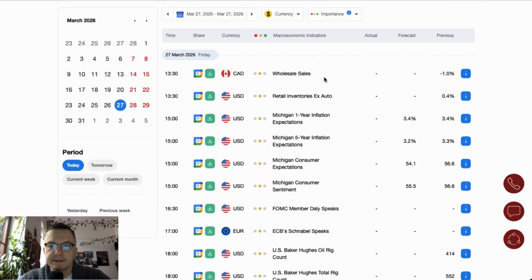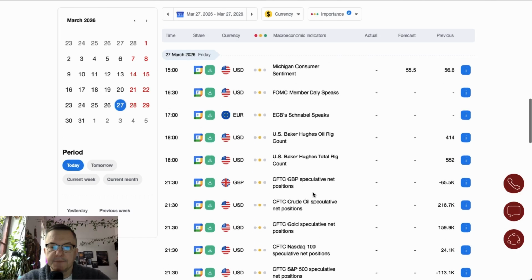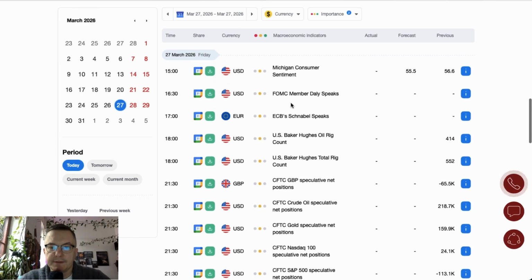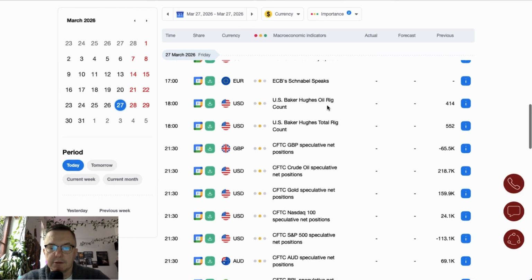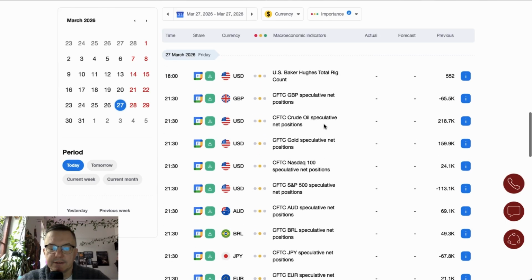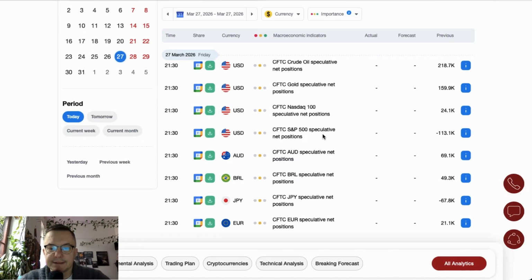We have wholesale sales from Canada scheduled for release at 1:30, together with retail inventories excluding autos from the USA. Michigan 1-year inflation expectations, 5-year inflation expectations, consumer expectations and consumer sentiment, all of this data are scheduled for release at 3 o'clock. FOMC member Daly will give a speech at 4:30 and ECB Schnabel will give a speech at 5 o'clock. US Baker Hughes oil rig count and total rig count are scheduled for release, as usual, at 6 p.m.